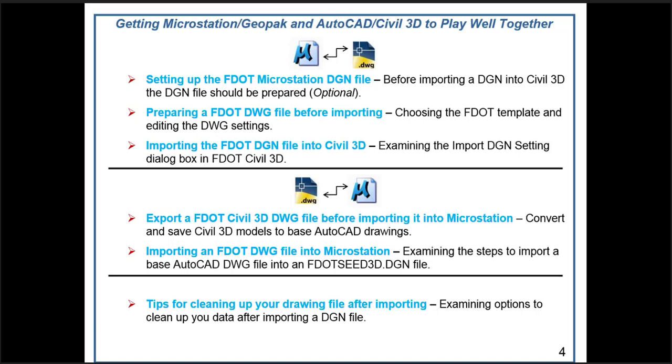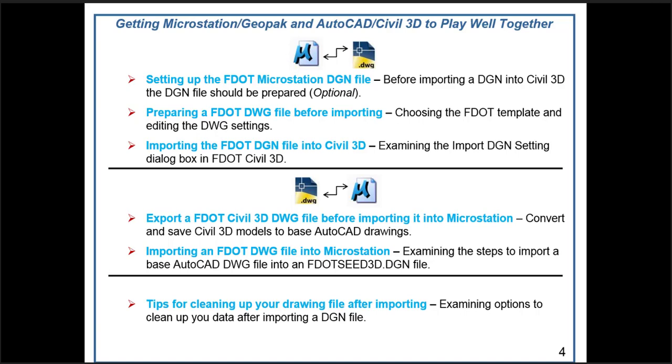So we'll look at how to choose the FDOT template and how to go in there and edit some of the DWG settings before we import the information. And then last we'll import the DGN file into Civil 3D, and we'll examine the import DGN settings dialog box in Civil 3D.